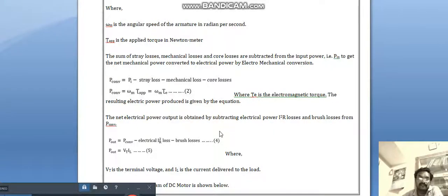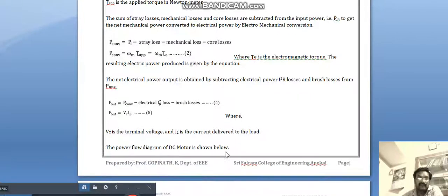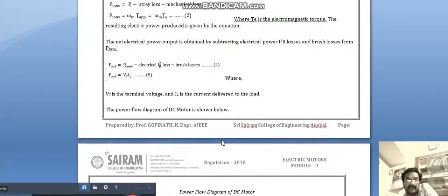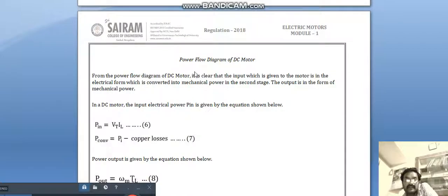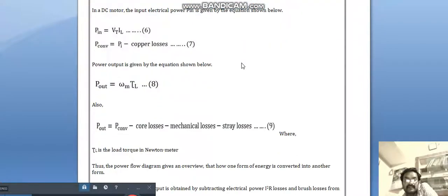Let us consider this as equation 4. P out is equal to VT IL. This is equation 5, where VT is the terminal voltage and IL is the current delivered to the load. The power flow diagram of a DC motor is shown below. The power flow diagram of the DC motor.